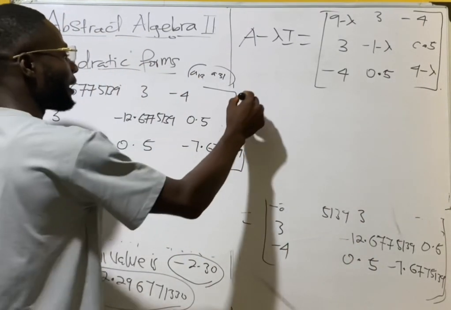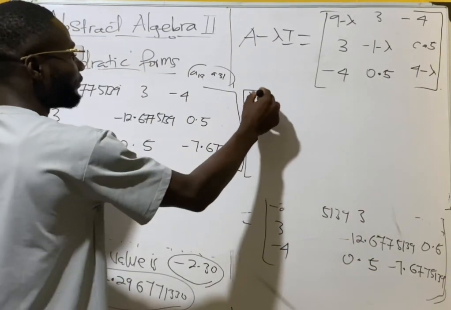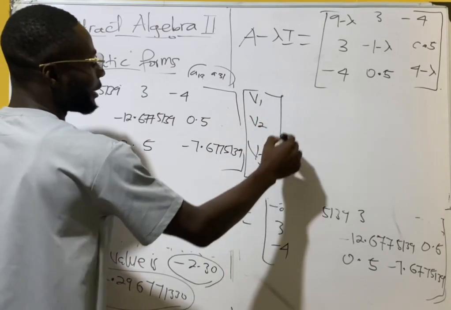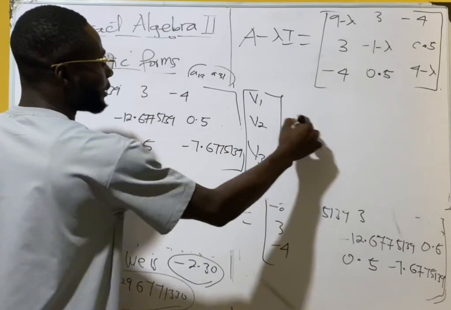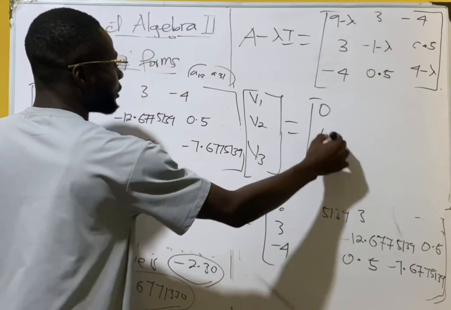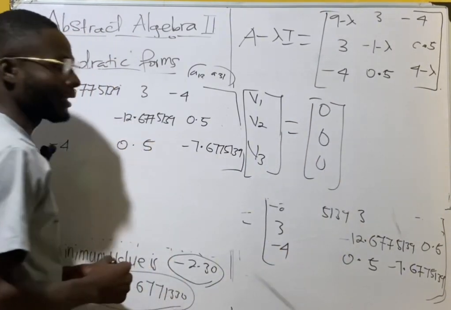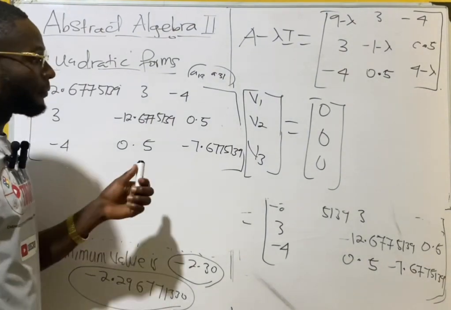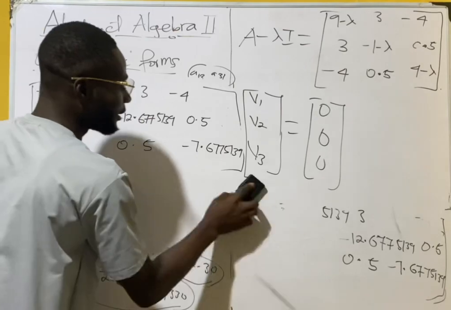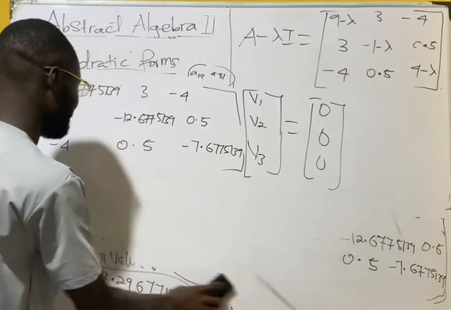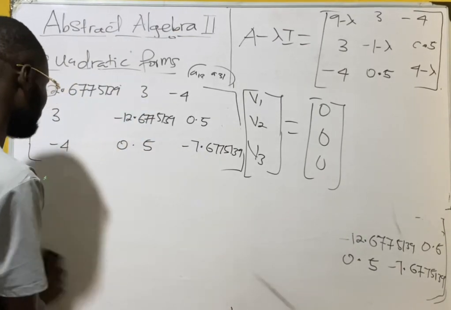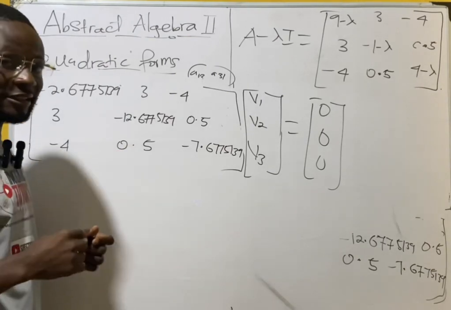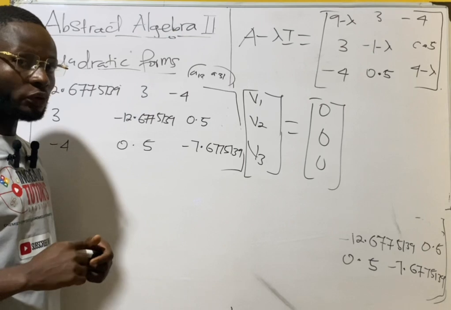So we multiply that by V1, V2, V3, and that is equal to 0, 0, 0, right? So this is a whole lot of decimals, right? That is why it's taking us that far. So we're going to form three systems of equations with three unknowns, right?